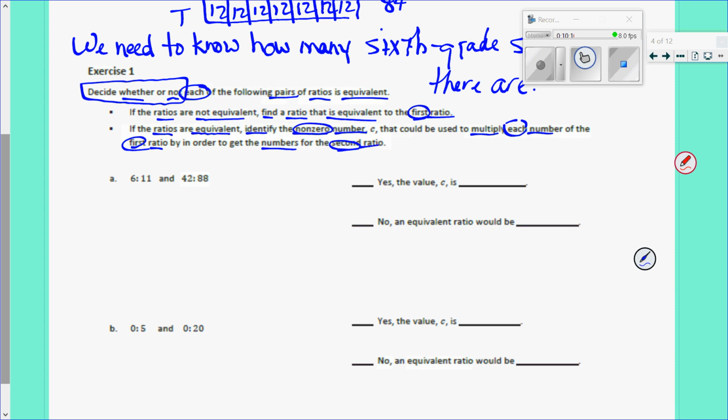Okay, so there's actually two steps to our process here. First, we need to determine equivalency. Second, if they are equivalent, figure out what the ratio constant was; if they're not equivalent, find one that is. We need to box it to find the ratio? You could. The problem with boxing it is we're only going to do one of those two, so I didn't box it because it's really all based on this.